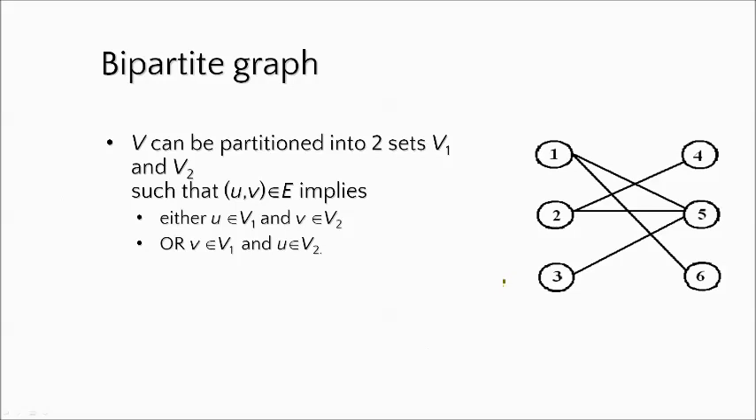So the next example of a type of graph is the bipartite graph. So V can be partitioned into two sets, V1 and V2, such that (u, v) being an element of the edges implies either u is an element of V1 and v is an element of V2, or v is an element of V1 and u is an element of V2. Okay, so this is an example of a bipartite graph.